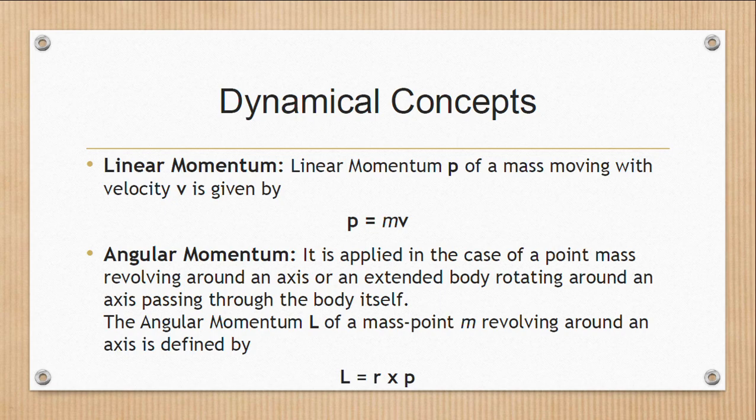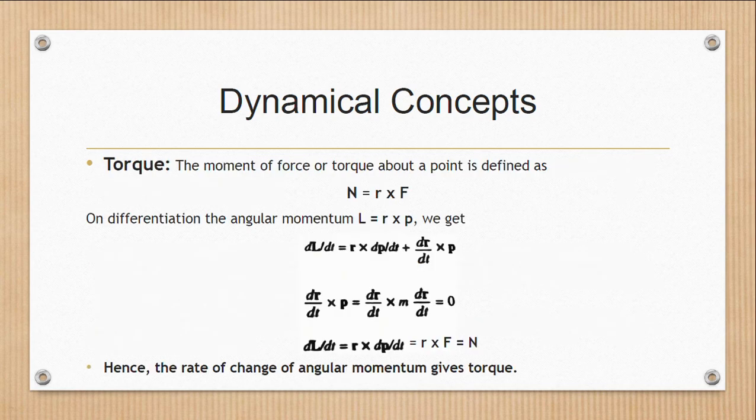From the mathematics background, we know that a cross product is always a vector quantity. Now, the cross product of the radius vector and the linear momentum will give the angular momentum. Next is the torque. Torque, what is torque?